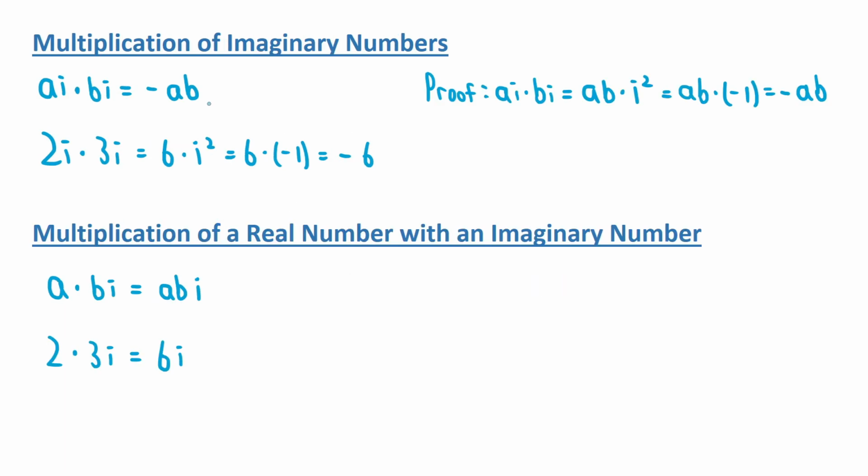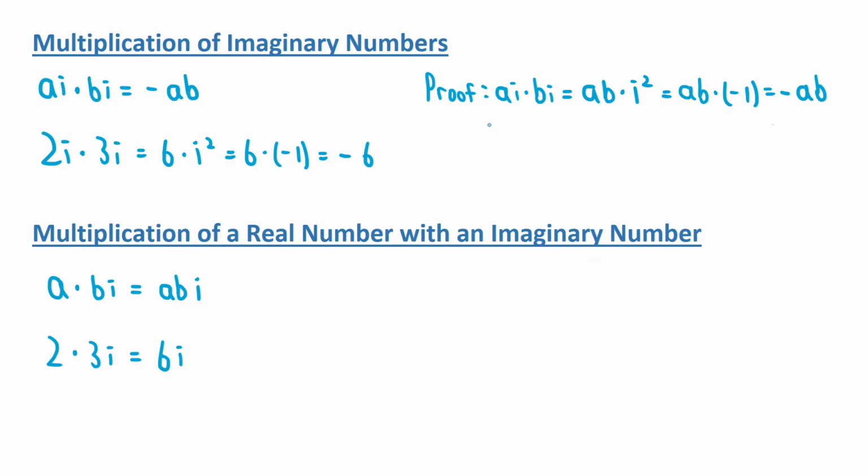So before I get into the multiplication of complex numbers, I would like to talk about the multiplication of imaginary numbers and the multiplication of a real number with an imaginary number. You should note that multiplication of complex numbers is commutative and associative, and this is why the formulas I am about to present can work without having to worry about the ordering of terms and parentheses.